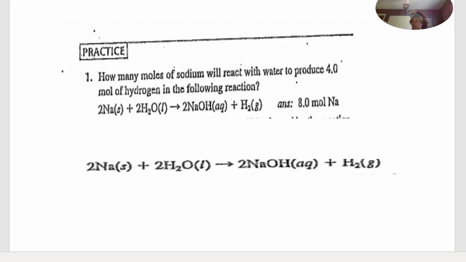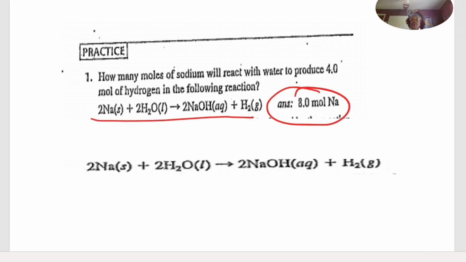So on the screen, I have this one problem that says, how many moles of sodium will react with water to produce 4.0 moles of hydrogen in the following reaction? Here's one of the things that you need to know about a stoichiometry problem. In order to do it, the problem must be balanced, okay? That's the first step. Whenever you have a stoichiometry problem, check to see if the chemical reaction is balanced. In this case, you see that there are coefficients there, so this tells you the problem is balanced, okay?